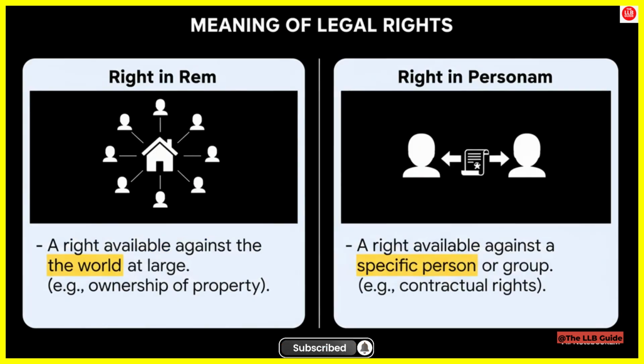Now, this one is a fundamental distinction in law. A right in rem is a right you hold against the entire world. Your ownership of a house is a right in rem. Literally everyone has a duty not to interfere with it. A right in personam, however, is a right you hold against a specific person. If you and I have a contract, your right to my performance is in personam. It only applies to me. As a general rule, rights in rem are negative, while rights in personam can be either positive or negative.